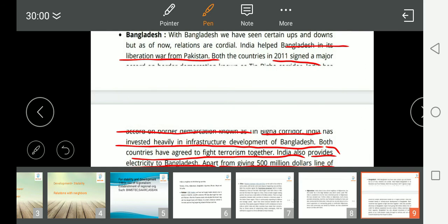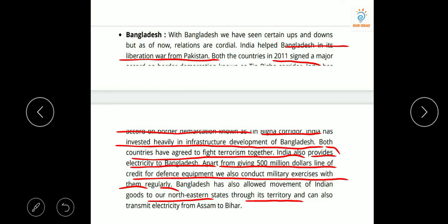So there is good relation between India and Bangladesh, but the major problem is migrants, the Rohingyas and others. So this is the problem, and this has to be solved.